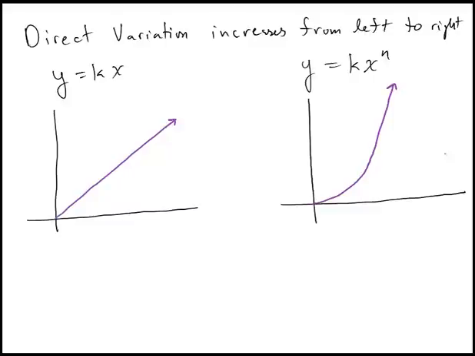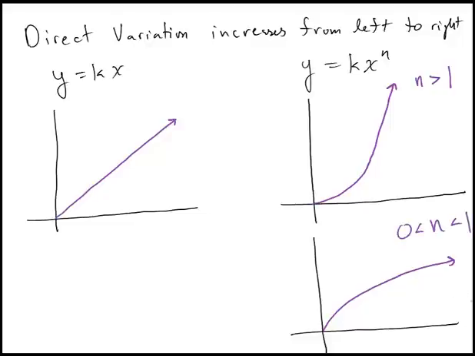Now, I should say that this is true if n is greater than 1. If n is between 0 and 1, we haven't seen an example like that, but we would get a curve that looks like this. Say, for example, a square root, right? If we had the square root of x, well, that's the same as x to the 1/2 power. So just be aware of those different situations.